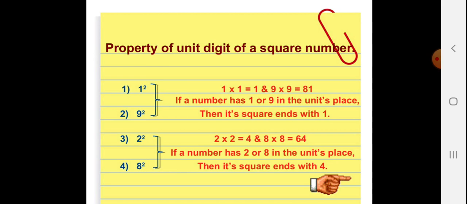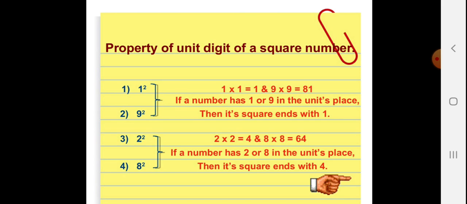Property of the unit digit of a square number. So 1 square and 9 square. 1 into 1 is 1, 9 into 9 is 81. So if a number has 1 or 9 in the units place, then its square ends with 1. So 1 square and 9 square end with 1.